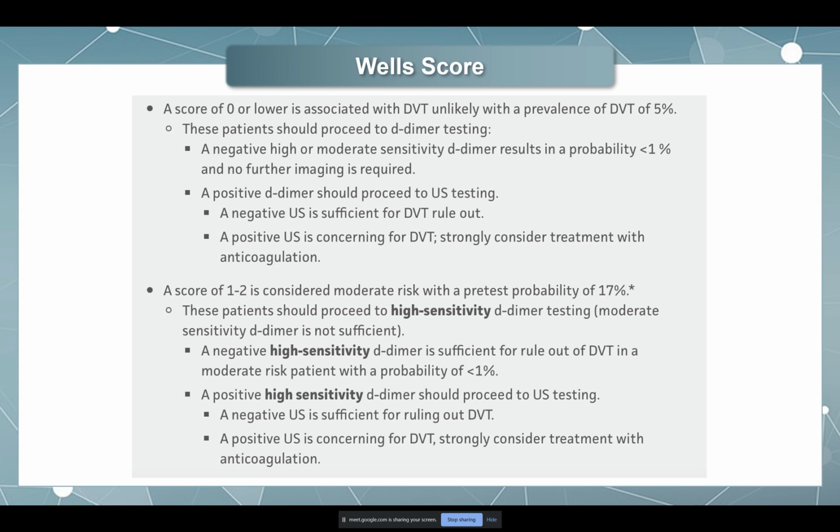Orang online tak dengar. Tak apa, boleh continue dulu. Can continue dulu. Cuma our D-dimer is high sensitivity. Okay.